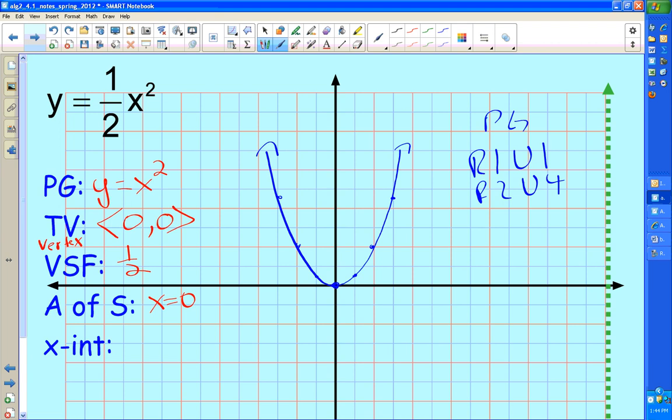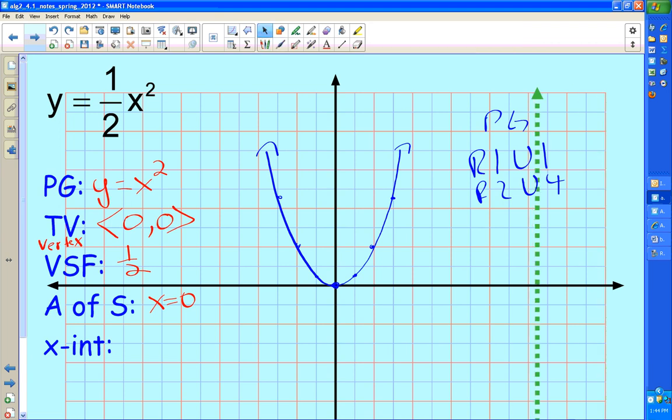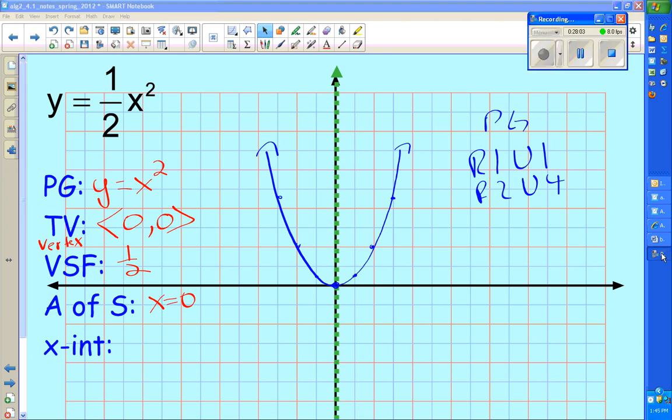What is the equation of the axis of symmetry? X equals 0. How do we show it on a graph? With a vertical, highlighted, dotted line. It's got to be x comma y, right? It's got to be an ordered pair. So if I ask you for the y-intercept, you need to have an ordered pair. Now what is the y-intercept for this graph? 0, 0. How do you know?